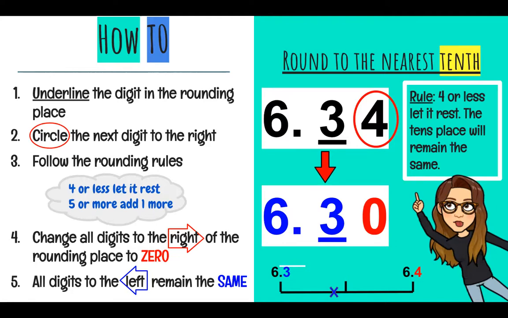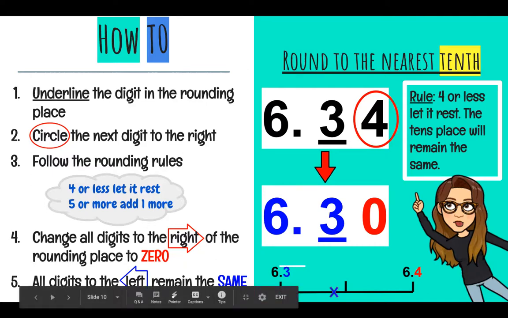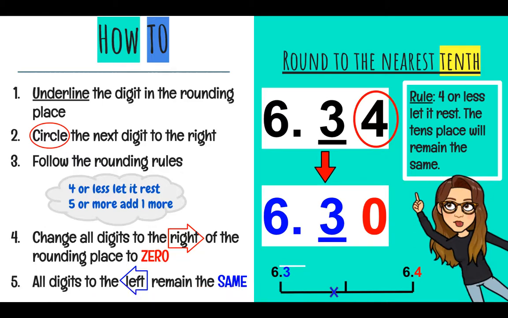We're going to circle the next digit to the right. Again, I kept the same number so you could see that it's literally the same exact steps. I did that intentionally. All right. The 4 is next door. So let's use our little rhyme to remember our rules. 4 or less. Let it rest.